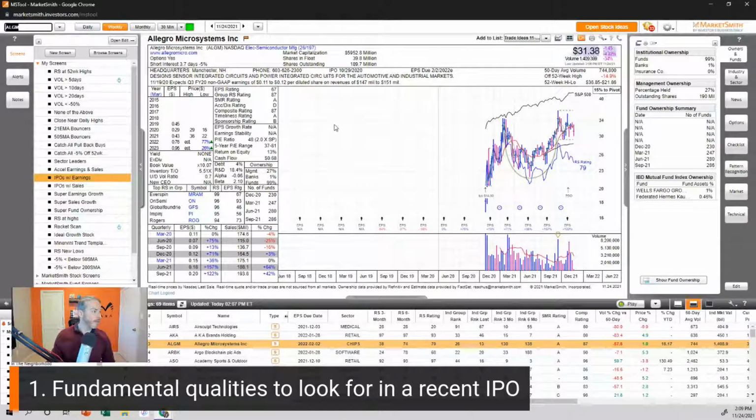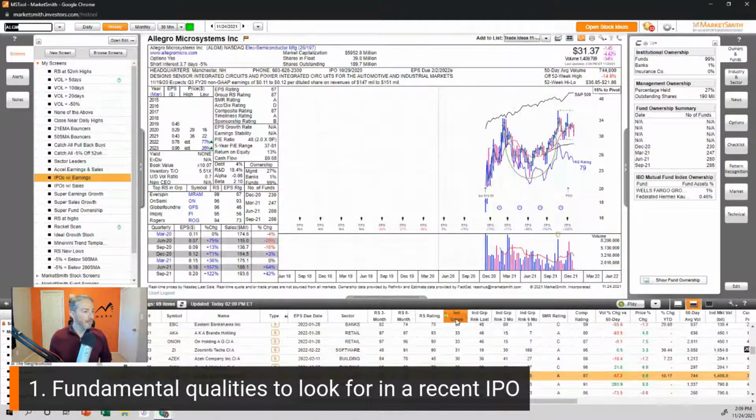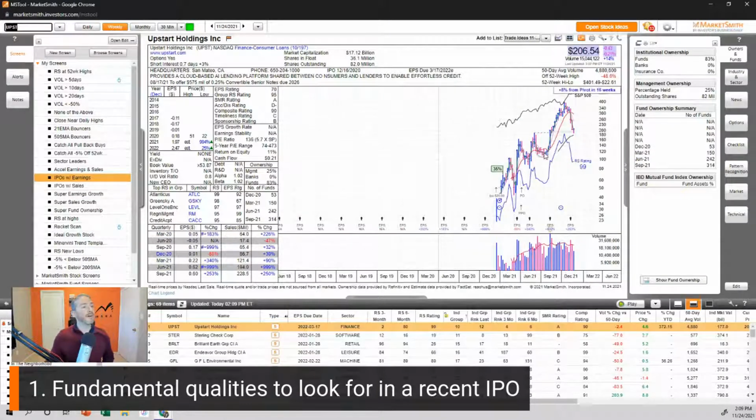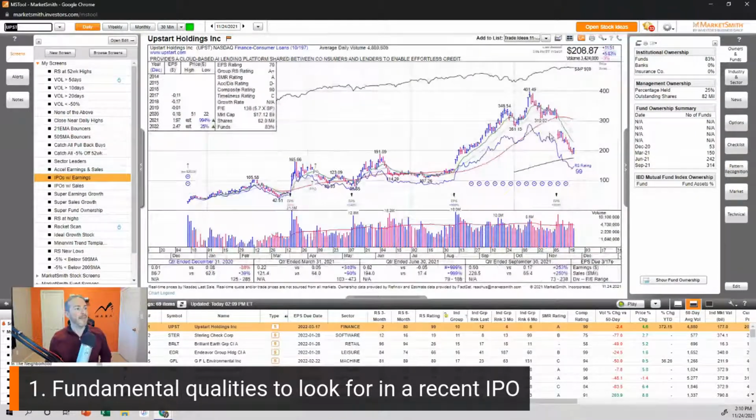Like here's Allegro Microsystems. Actually, why don't we also sort this by group rank, and we could see some of the top group ranks here too. Now here's Upstart, right? Upstart ran from back here and eventually topped out, right? But Upstart has been on the radar and tradable back here. We traded it back over here. I held on a little bit too long in Upstart and ended up exiting part of the position on this gap down right here.